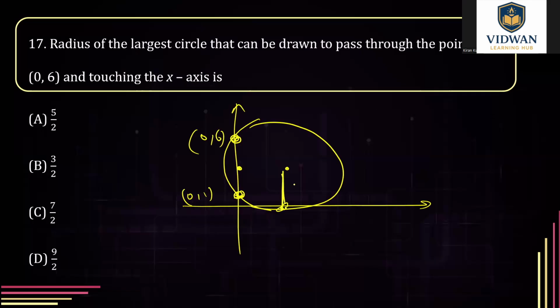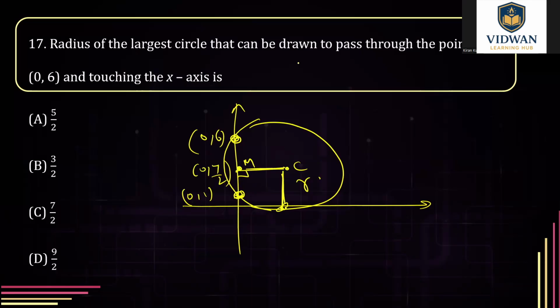So if R is the radius, let's say R is the radius, you can drop a perpendicular here. And this is the midpoint M, because if you drop a perpendicular from the center, it will meet at the midpoint. So this is (0, 7/2). So for the largest circle, basically this R will be the same as 7/2 only.